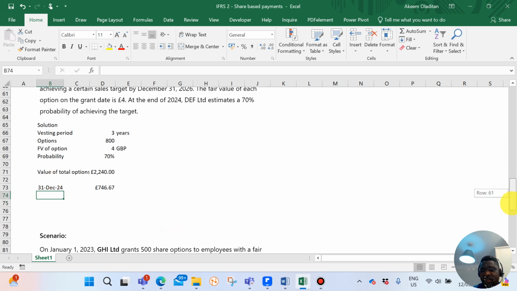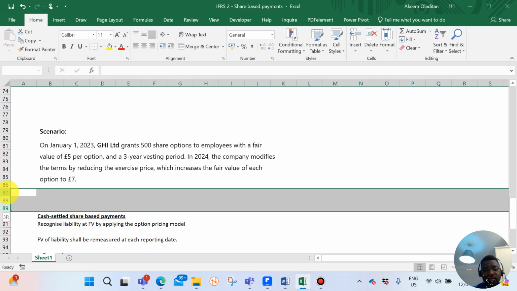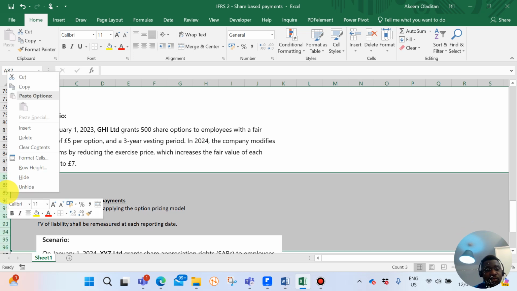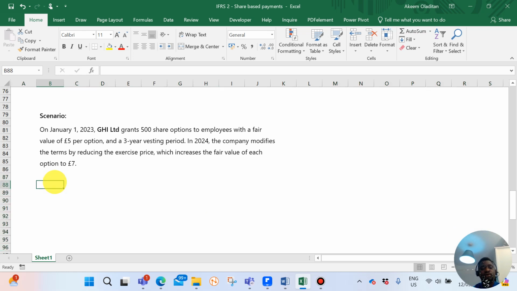So the third one is like a modification. And I want us to be really attentive here, because this one is different, the way to post that transaction is totally different. So the question says, on January 1, 2023, GHI Limited grants 500 share options to employees with a fair value of £5 per option and a 3-year vesting period. In 2024, the company modifies. Can you see there's a modification here?